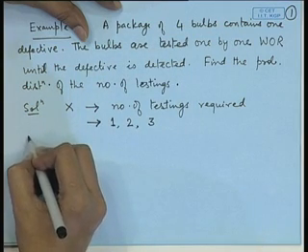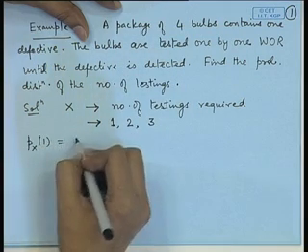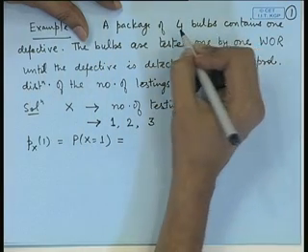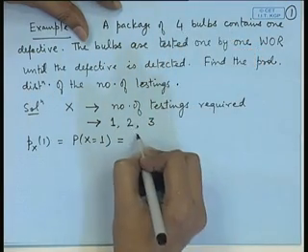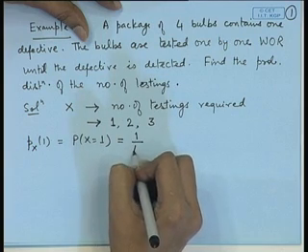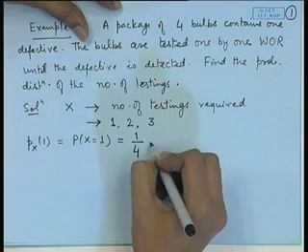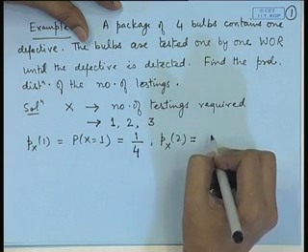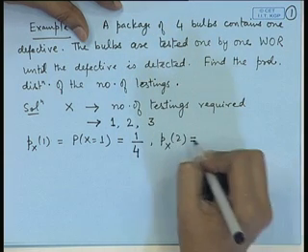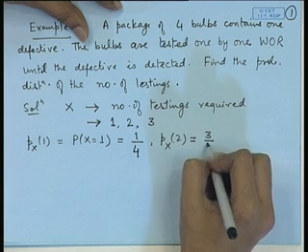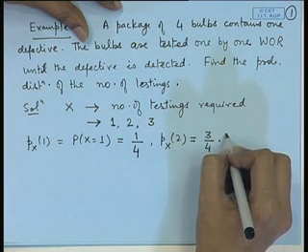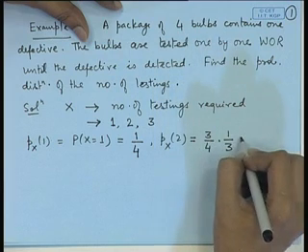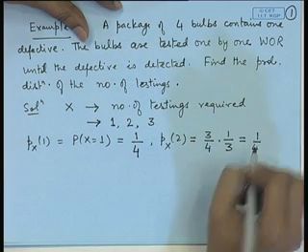So, what is the probability of X equal to 1? There are 4 bulbs out of which 1 is defective. So, the probability that the first testing gives you a defective will be 1 by 4. What is the probability that the second one is defective? That means the first one must not be defective. Now, there are only 3 bulbs left, out of which 1 is defective. So, the probability of that is 3 by 4 into 1 by 3, which is equal to 1 by 4.